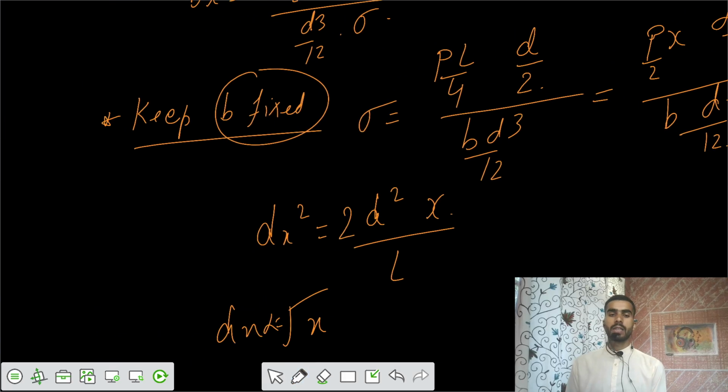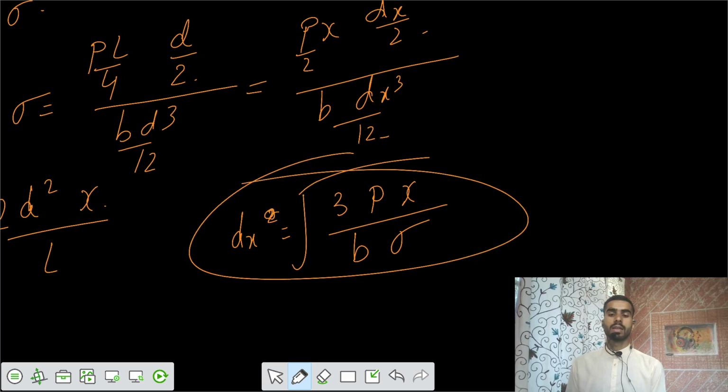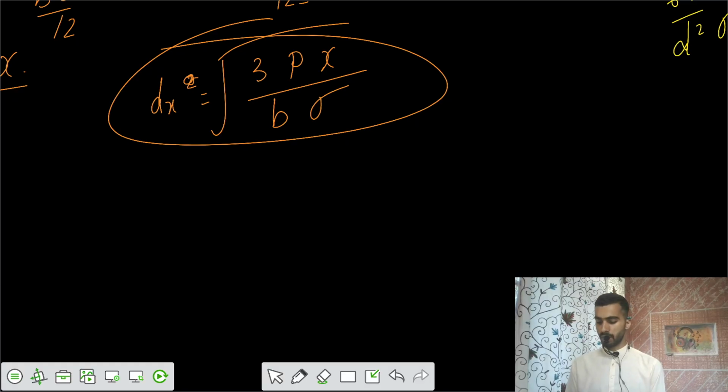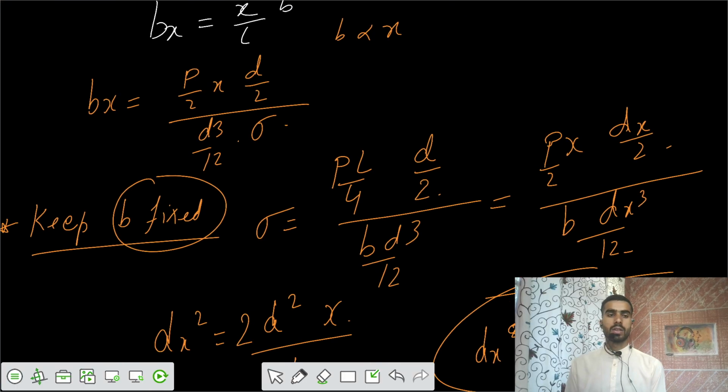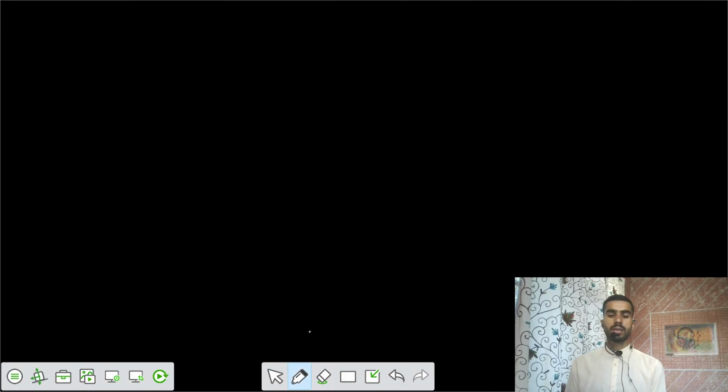If you want to equate it with the stresses, we can say d(x) squared equals 3 times 3Px by b sigma. So finally you can write it this way, 3Px by b sigma. Similarly, let's forget about the width for now. Let's take the third case, that's UDL.